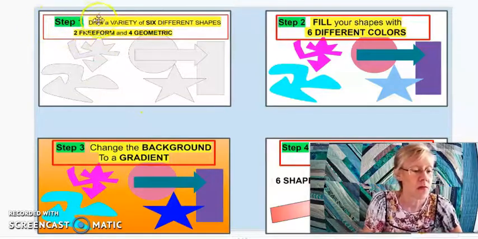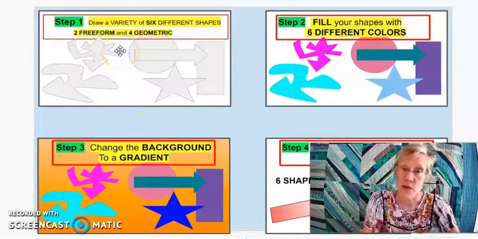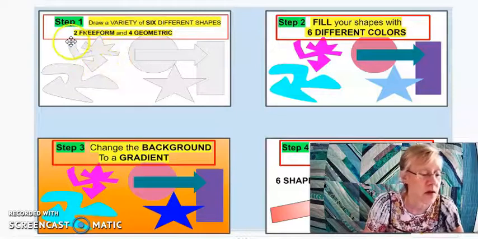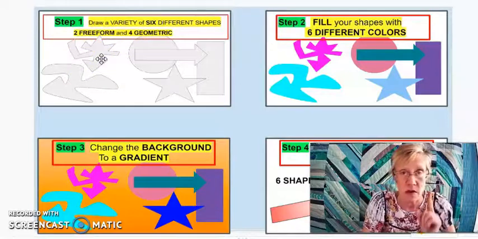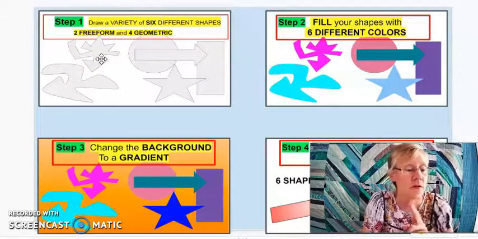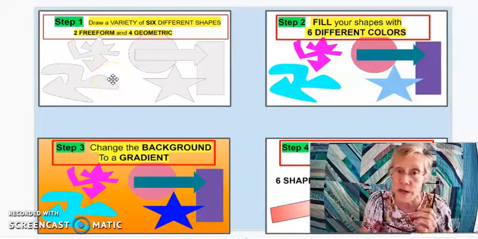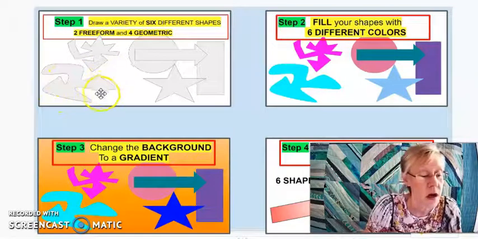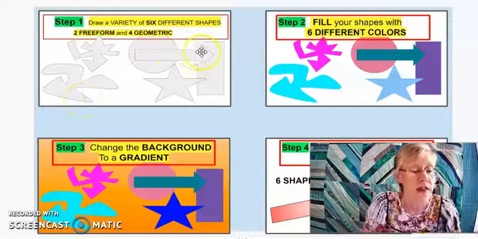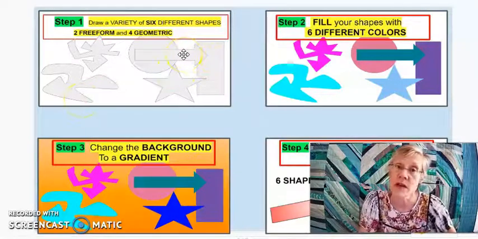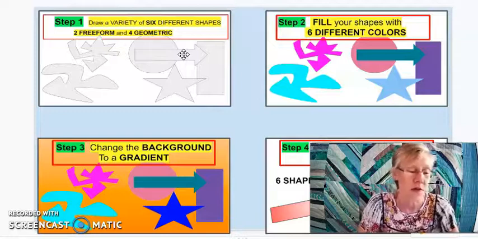Before I show you, I'm going to tell you what each step is. Step 1, you'll draw 6 different shapes. Take a look at this shape. It's a free form shape with all straight edges. That's 1. The second free form shape, you'll use a different line tool and draw a free form shape with all curved edges. The other 4 shapes must be geometric, and you'll use a shape tool for that.